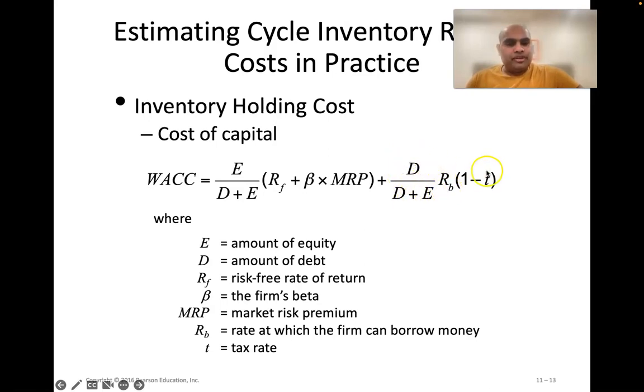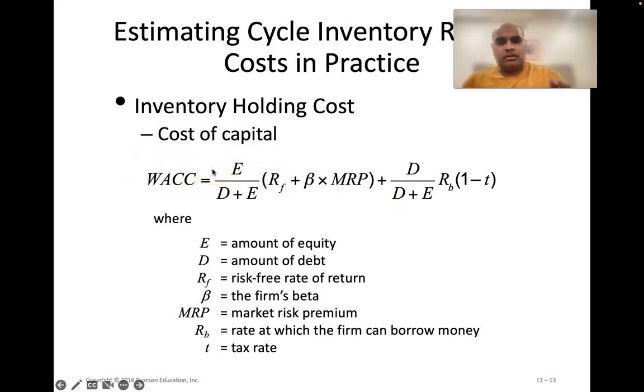So this is the percentage of debt times the rate at which you can borrow. So this is the rate at which the firm can borrow money. That's the percentage times 1 minus the tax rate. Obviously, you have to pay taxes on that. And then this is the equity times the returns that you can expect on the amount of equity that you have, right? So this is the volatility of the firm times the market risk premium. Those are things that you can calculate, plus the risk-free return that you have. So with all of this, we can calculate the cost of capital.